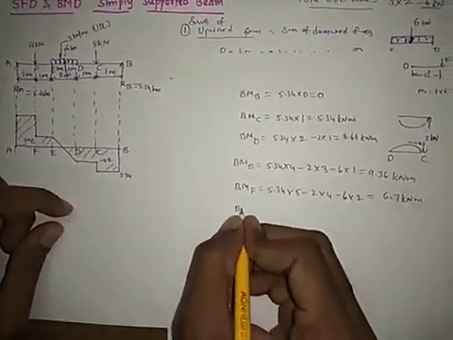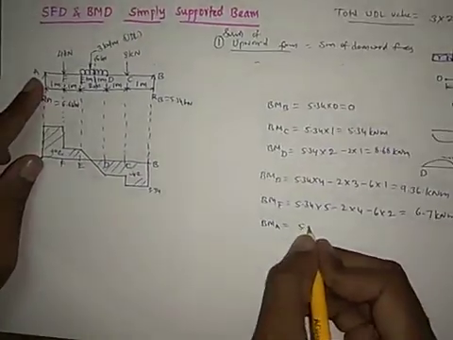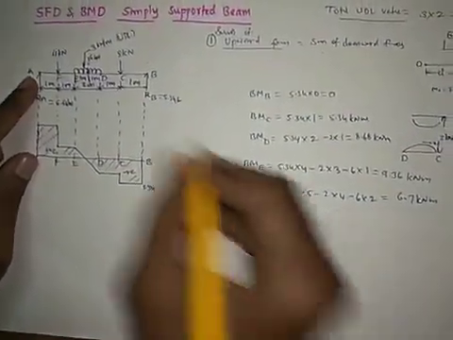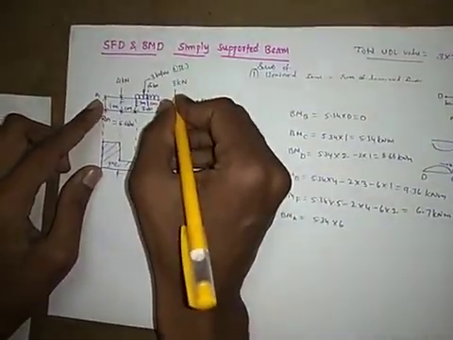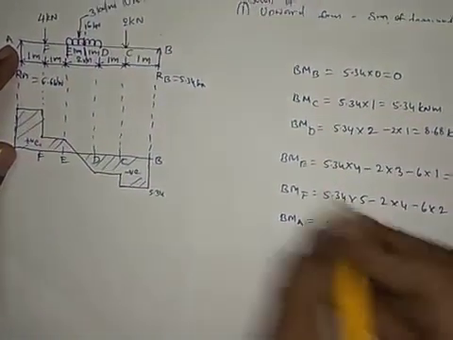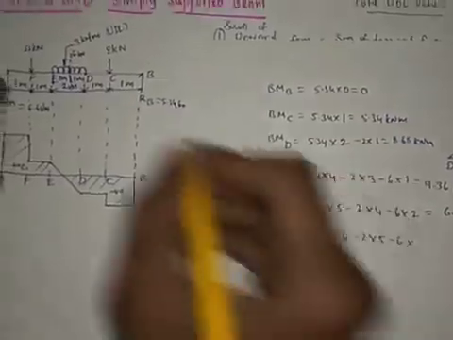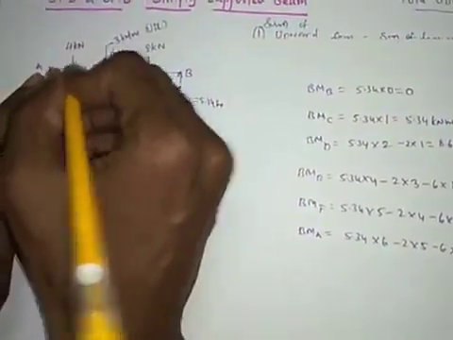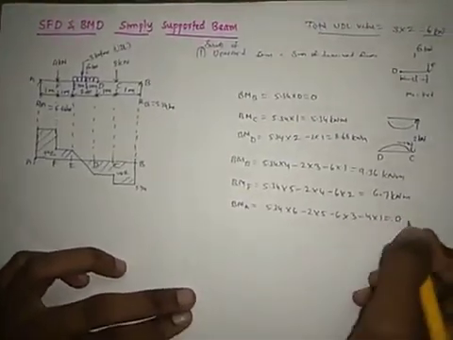And if you calculate bending moment at A, come from the starting point: 5.34 will create hogging moment, positive about A, so it is plus only. Plus 5.34 into 6, total is 6, 1 plus 1 2 4 5 6. And this 2 kilonewton will create hogging, that is negative, so minus 2 into this distance, 3 plus 4 plus 1 is 5. Minus 6 into distance, which will be 1 plus 1 plus 1, it is 3. And this also creates hogging, negative, minus 4 into 1. If you calculate this, you will get 0 kilonewton meter.